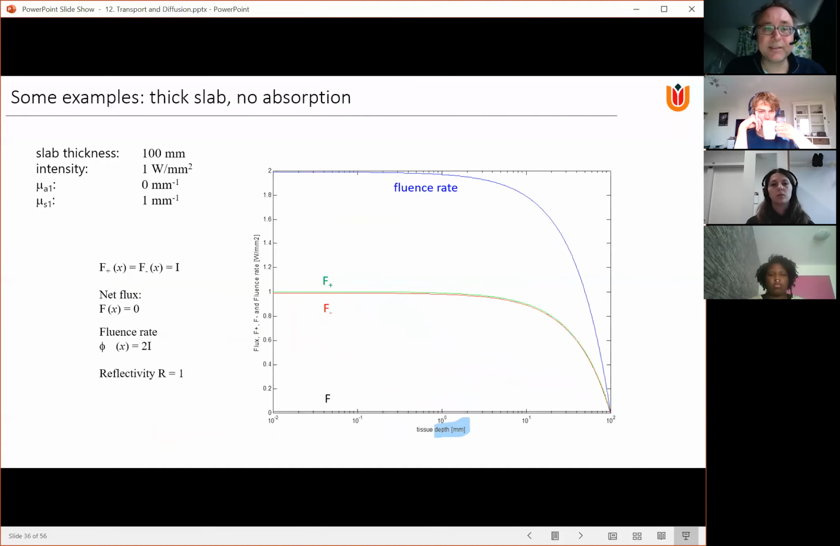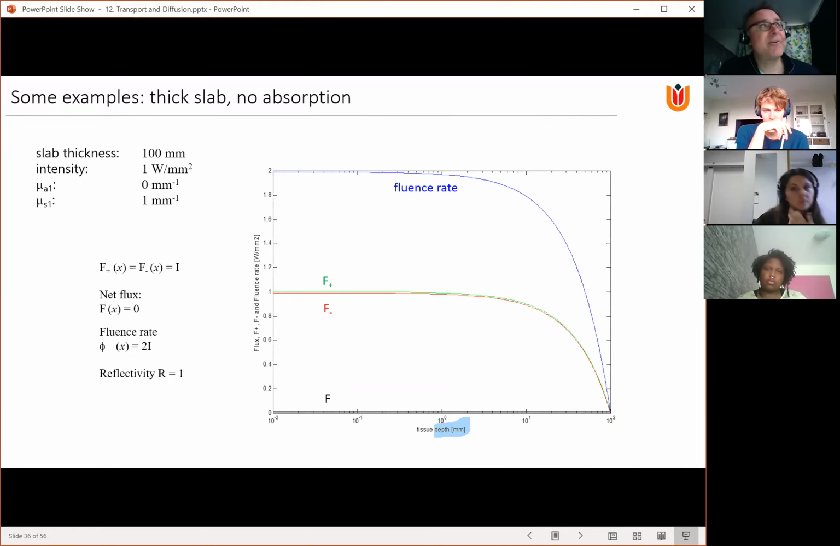Then a second example is a very thick slab. The slab is so thick that I've put the horizontal axis on a logarithmic scale. It's 100 millimeters thick. There is no absorption in the slab, so only a scattering coefficient of 1 per millimeter, and there's an incident intensity again from one direction of 1 watt per square millimeter. So now for the light, there are only 2 options. Because there is no absorption, the light can only be reflected or be transmitted, or forever bounce back and forth within the slab. But there is no loss because it's not absorbed.